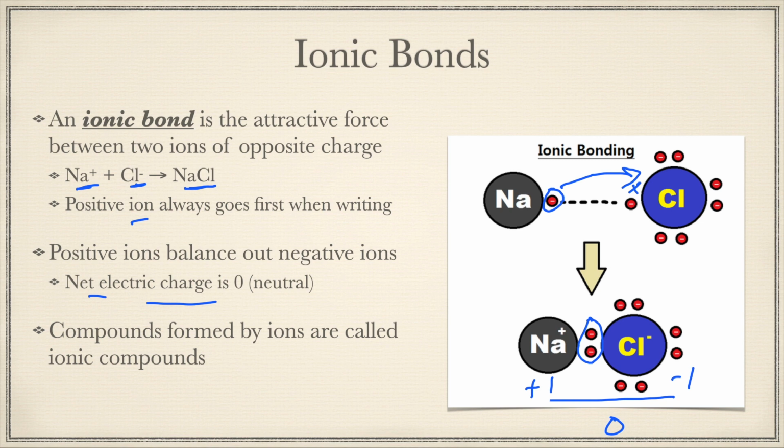And compounds formed by ions are called ionic compounds. And a lot of ionic compounds also are called salts. Not all of them, but a lot of ionic compounds are also considered salts. So even though sodium chloride is table salt, there are other types of salt, like, for example, magnesium sulfate is Epsom salt.